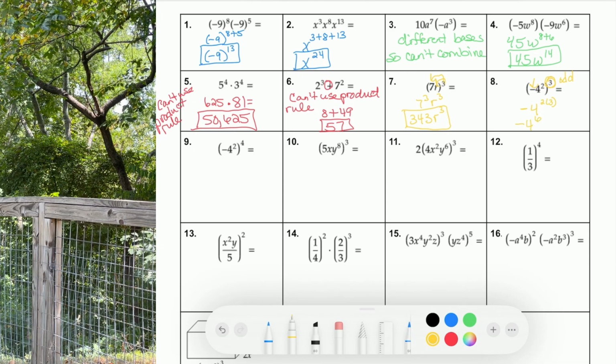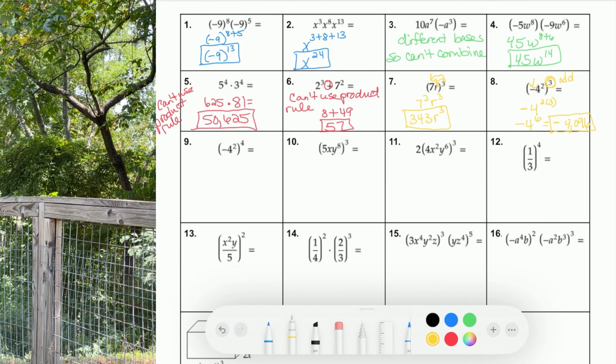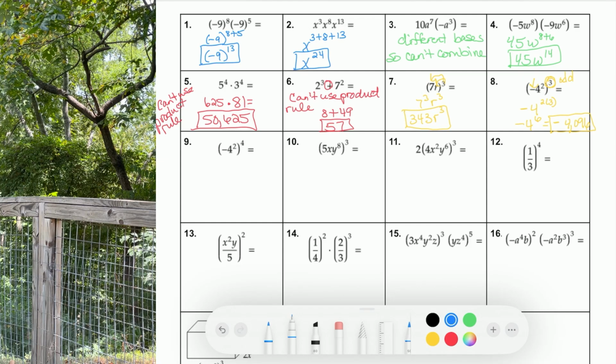We don't have the parentheses, so our number is going to stay negative. And when we do that 4 to the power of 6, we get 4,096. But it's going to be a -4,096 because that's not in parentheses. Number 9. We have a similar situation here with a negative number in the parentheses.